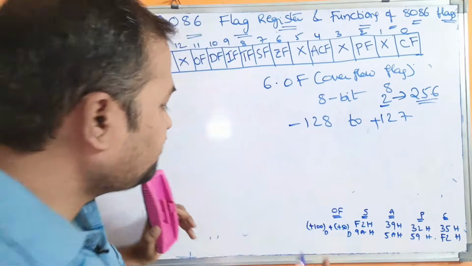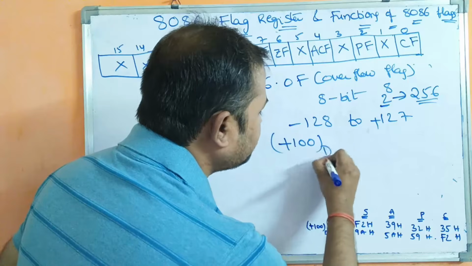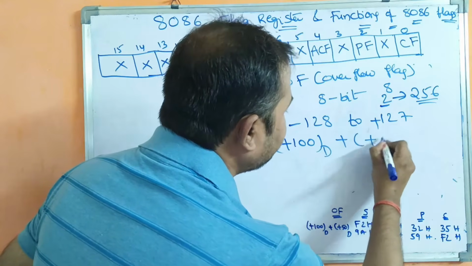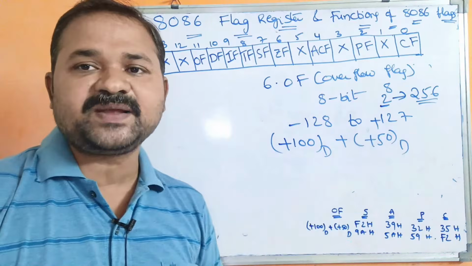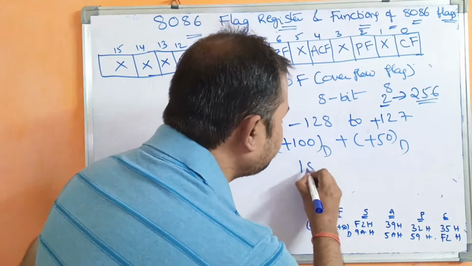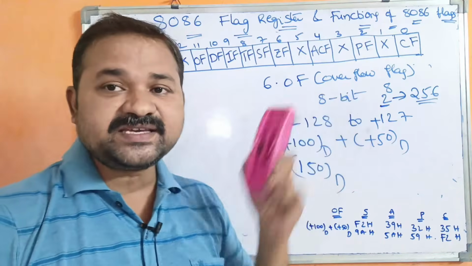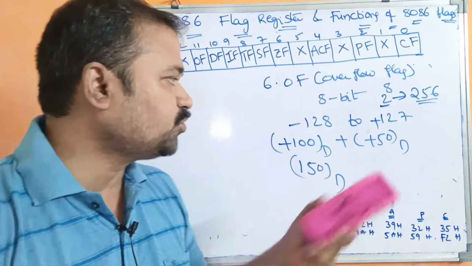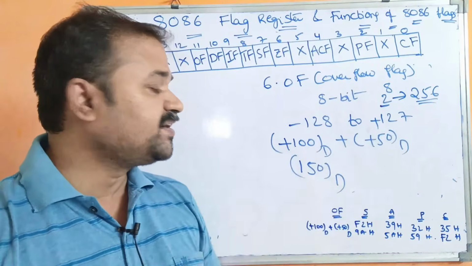Okay. Let us perform the operations. Let us take an example. Let the first number be 100, let it be some decimal number. Let the second number be 50, also a decimal number. So what is the result of 100 plus 50? The result is 150. But can we store 150 by using 8 bits of data? No, we can't store it. Why? Because the maximum positive number that we can store here is up to 127 only.